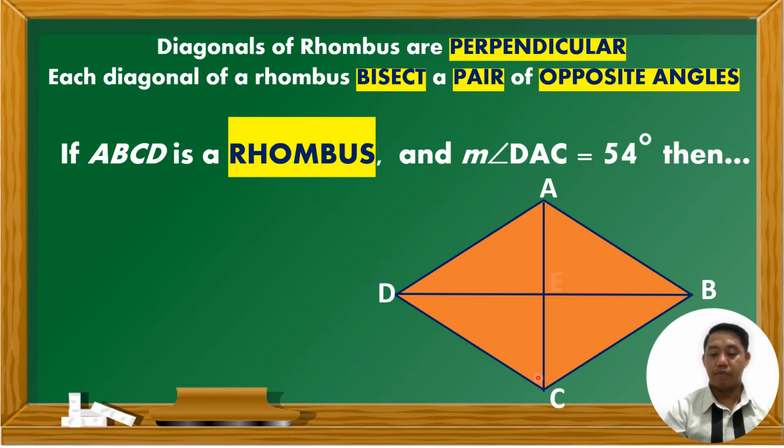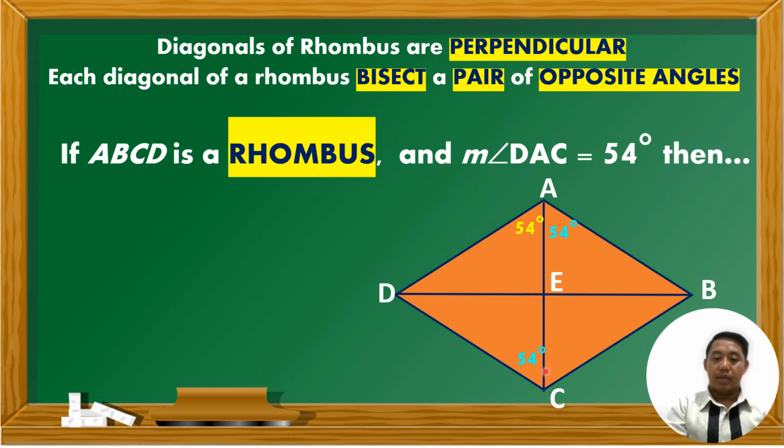DAC is 54 degrees. Yan, ito yung 54 degrees. Oh, yan. So, isipin natin ito. Diagonals of rhombus: each diagonal of a rhombus bisects a pair of opposite angles. So, ibig sabihin, si angle A, itong diagonal AC na yan, hinati niya yung angle na yun into two equal angles. Binisect na yun. So, kung 54 si DAC, 54 din si BAC.